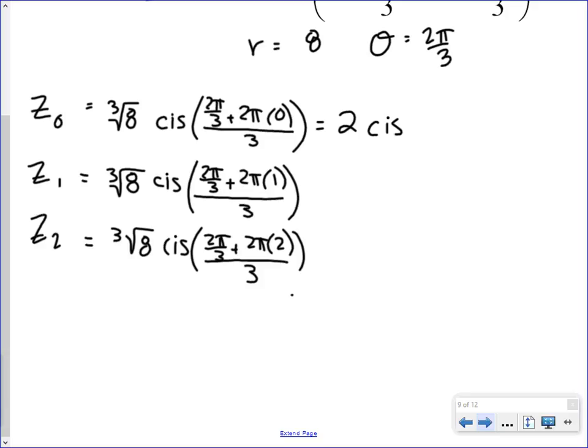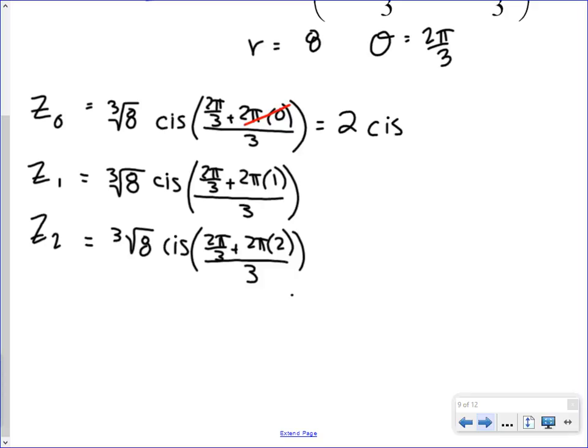Okay, so I'm going to just work it. 2 pi over 3 plus 2 pi 0. Oh, that one's not so bad. 2 pi times 0 is just 0. And so I really have 2 pi over 3 divided by 3. What is that equal to? 2 pi over 9.